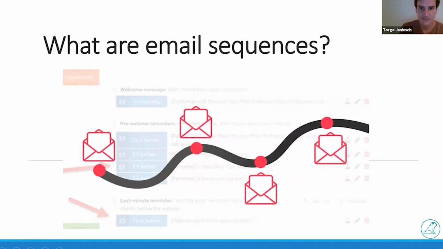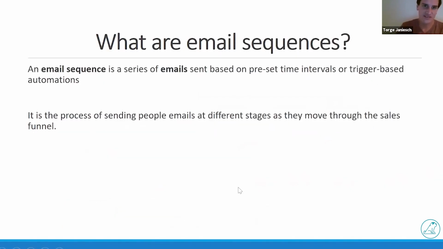So the first question is, what are email sequences actually? Well, there are some different definitions, but basically email sequences are a series of emails sent based on preset time intervals or trigger-based automations. Or put another way, it's a process of sending people emails at different stages as they move through the sales funnel. The sales funnel is basically like someone coming through the site, and the question is, what happens in between until they buy something.